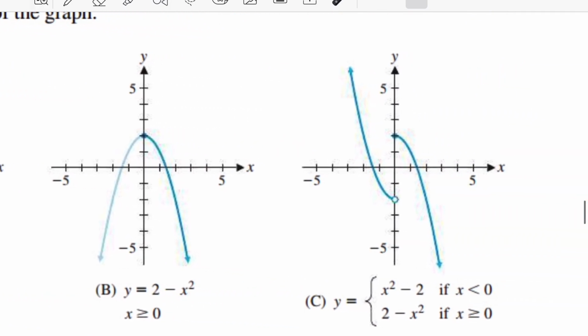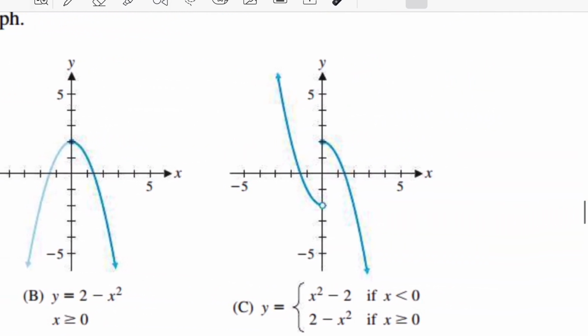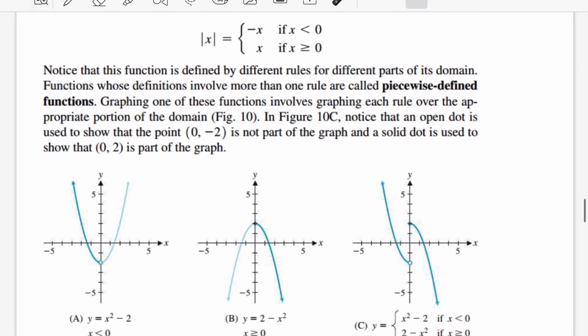All right. Now this last graph here, we have our piecewise defined function. And we're saying that in this region, when x is less than 0, this is what our graph looks like. So that's this here. And we have an open circle because we're not including 0. And then in this region, when x is positive and including 0, this is what our graph looks like. And we have a closed circle here because we are including 0. So that's essentially what our piecewise defined functions are.